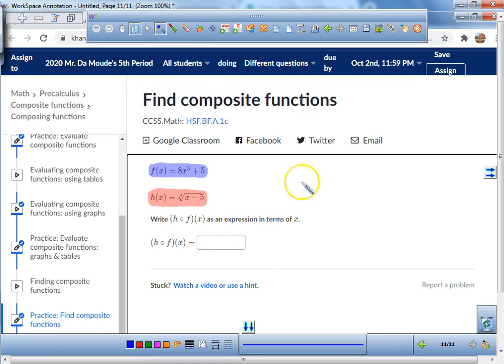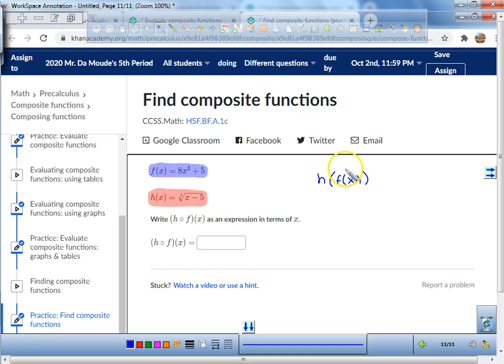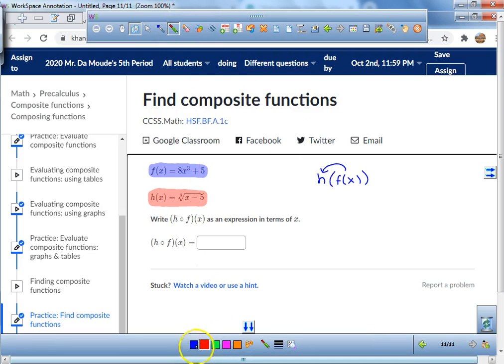So here's what I'm going to do. What does h of f of x actually mean? It means we're taking f of x and we are plugging it into h of x. For our purposes, to make it as simple as I can, we are going to take the blue function and plug that guy into the red function. So we're taking blue and plugging it into red.